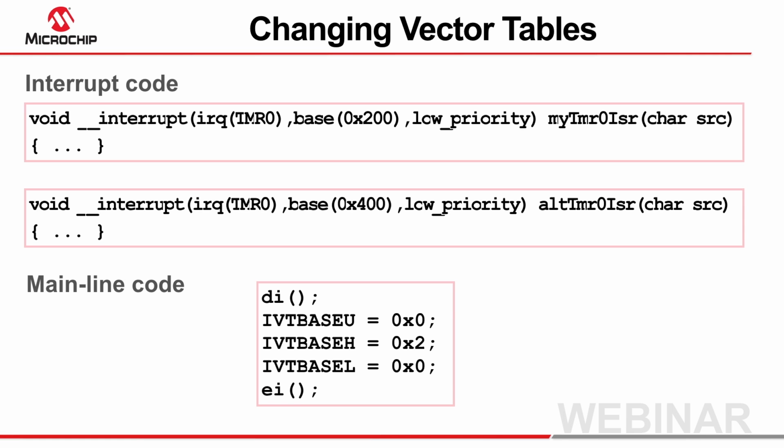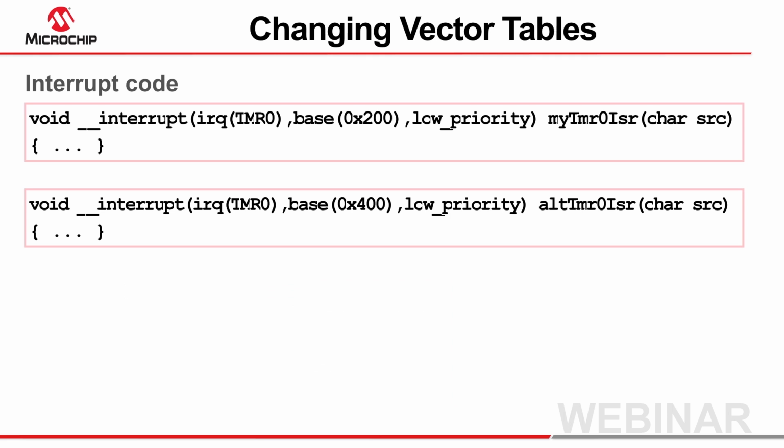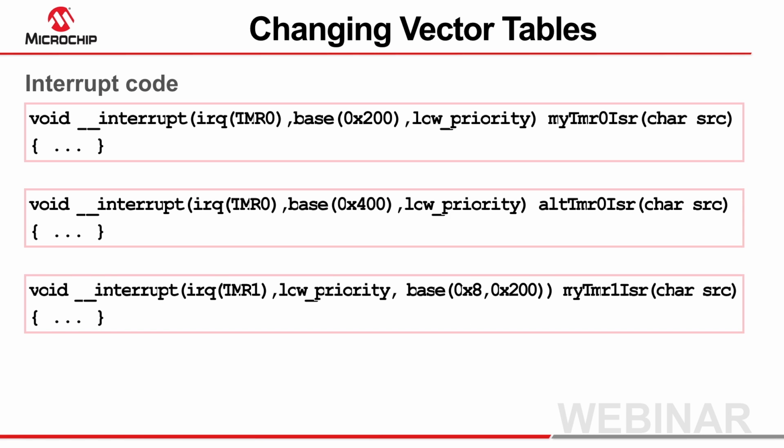You can have the IVT base registers initialized by the runtime startup code, if you prefer, by specifying the desired table base address to the IVT sub-option to the --runtime option. The active vector table can still be selected later during program execution by writing the IVT base registers. If you would like the same interrupt function to be assigned to more than one table, specify a comma-separated list of addresses in the base argument. The example shown programs the function into the default table and another table with a base address of 200 hex.